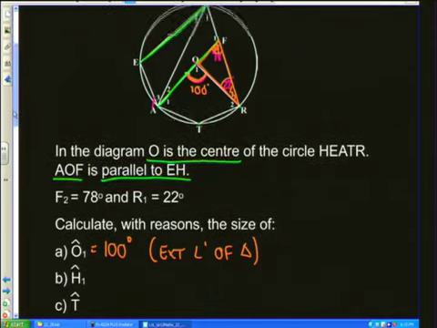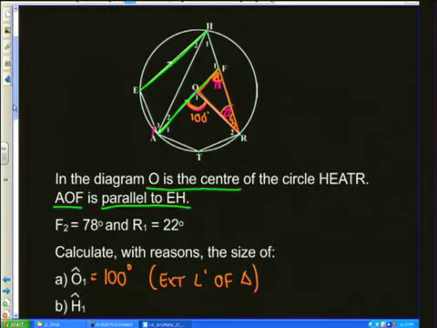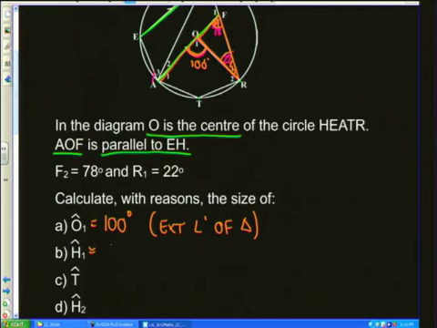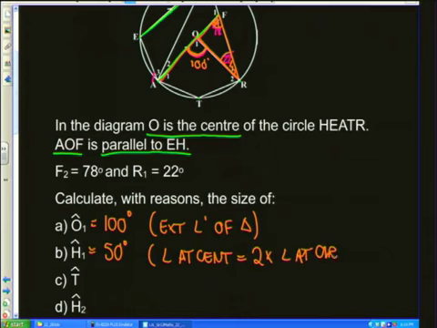Right, next one, angle H1. Now, this is where I pointed out earlier that an angle at the center is going to be 2 times the angle at the circumference. So angle H1 is going to end up being half of angle O1, which is 50. And that's angle at center equals 2 times angle at circumference.